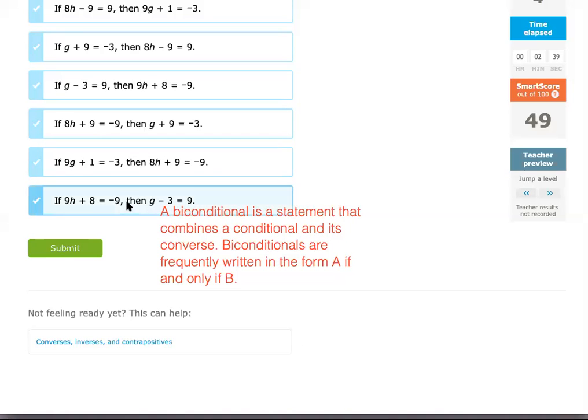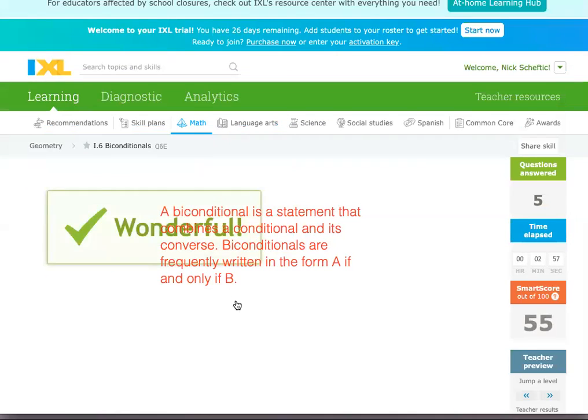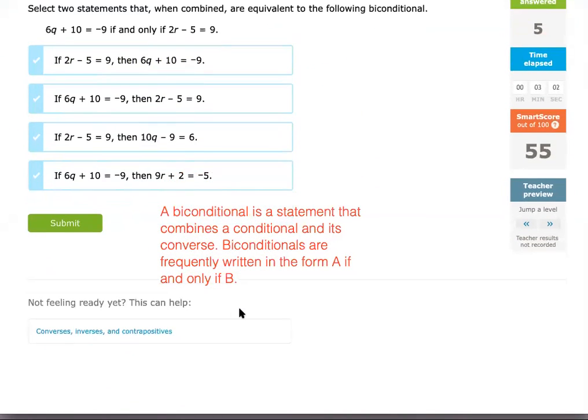All right, so scan through these. It looks like this one right here. So you can see the P, the first part, is going to be flipped over here. So this is the converse right there of the statement. So the two of them are going to be together. So again, which two statements form a biconditional? So those two should be it. Okay. So continue doing those. Same thing again.